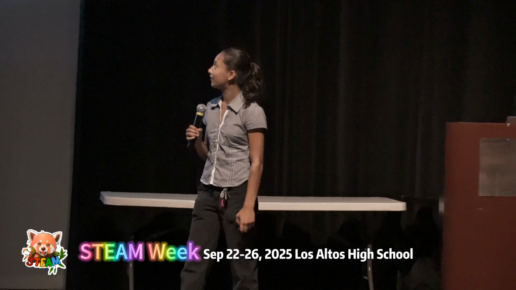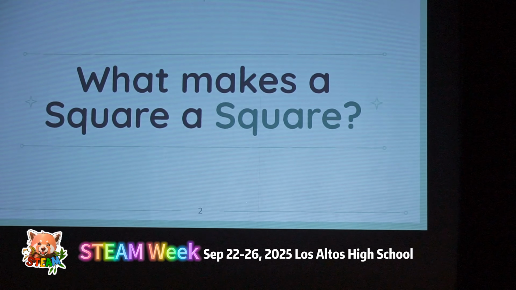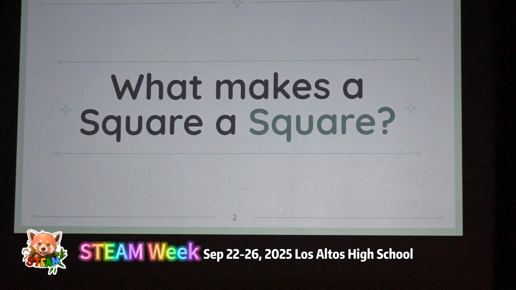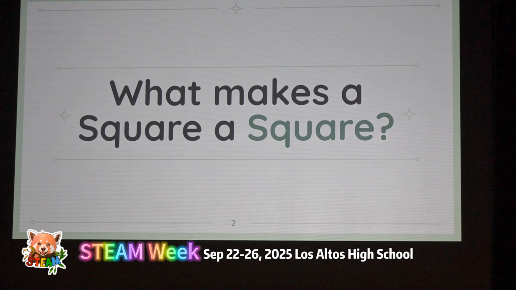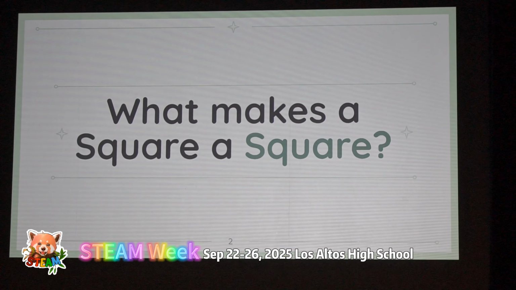So I'm just going to start off with a basic question. What makes a square a square? Does anyone know? Okay, I'll just answer. A square is basically parallel lines, 90-degree angles, that kind of thing.